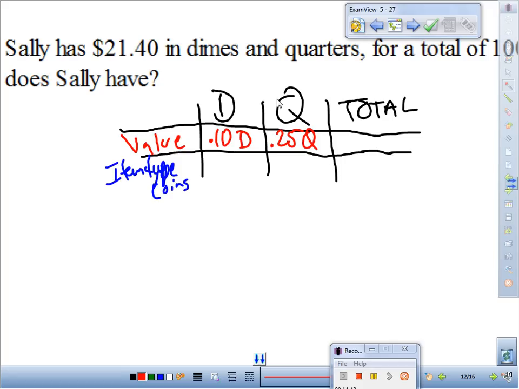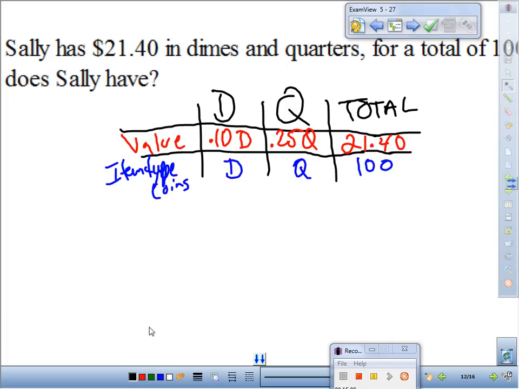But we do have a total in value. What is the total in value? 21.40. So now, do we know how many dimes we have, the coins, the type of coins? No, so we just write D. How many quarters? Q. How many total coins? 100. And now we have our two equations and we can solve this.